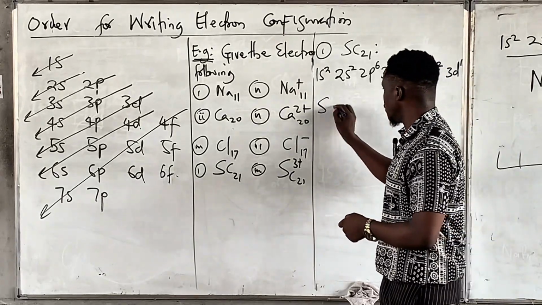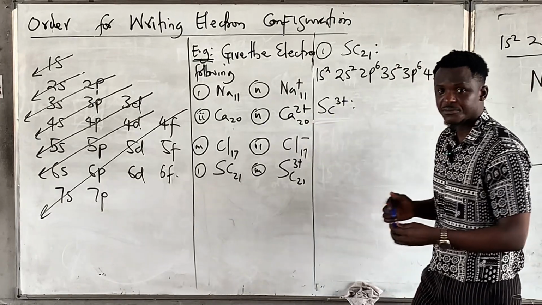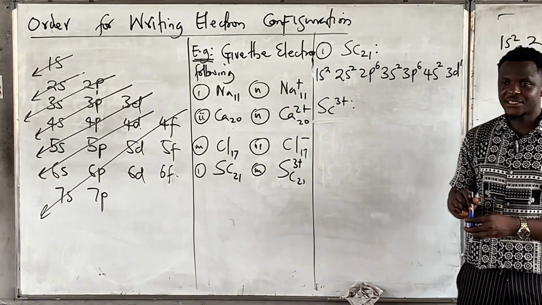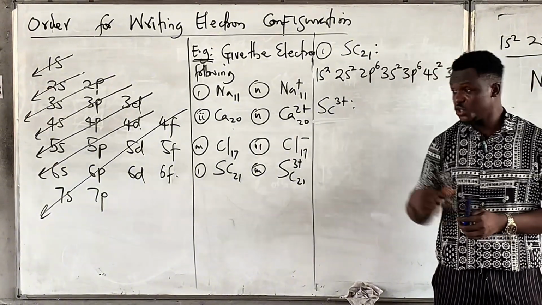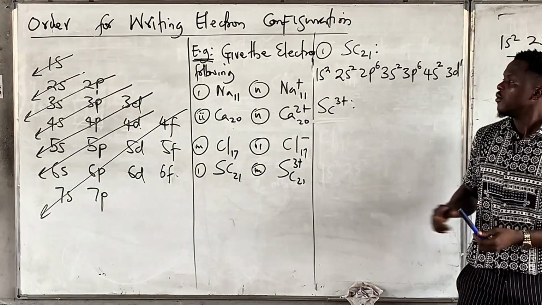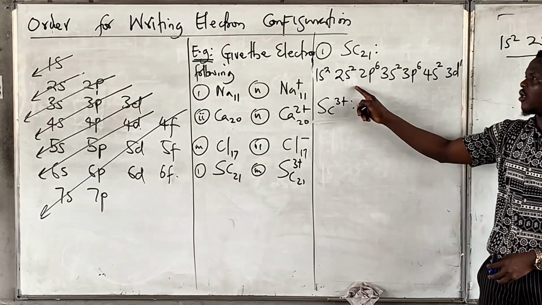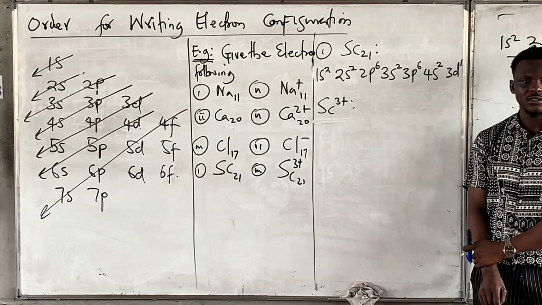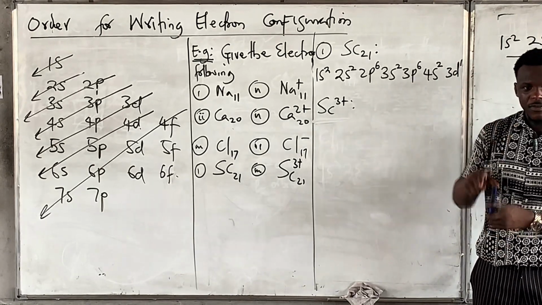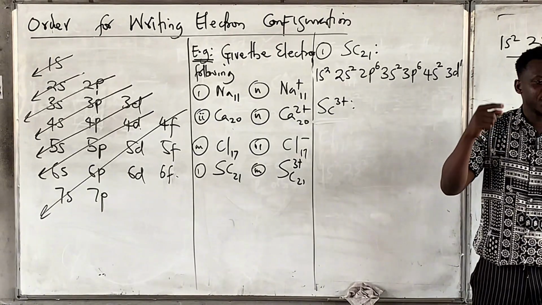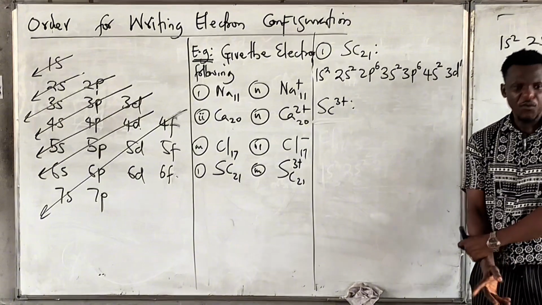Class, scandium 3+. How many electrons has this guy lost? Now the question is, the electrons have to be removed from the outermost shell first, is it not so? Now, look at this guy. What is the outermost shell of this atom? Shell number what? 3d1 is wrong. Because of the number of shells, look at these numbers. What is the highest number you can see here? 4.